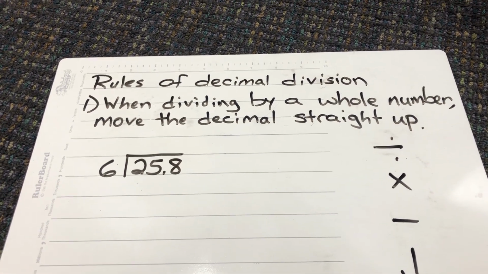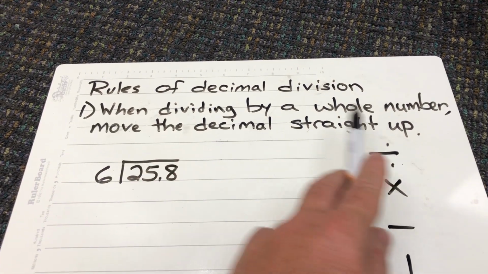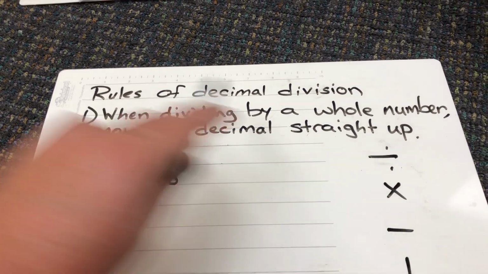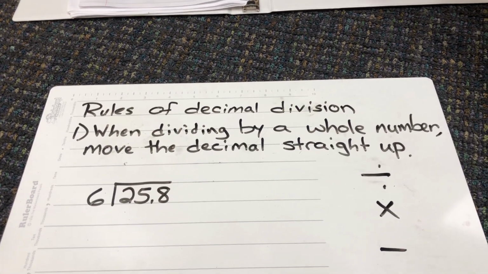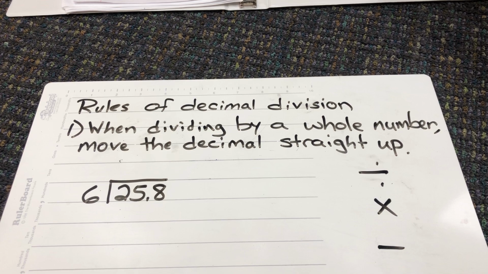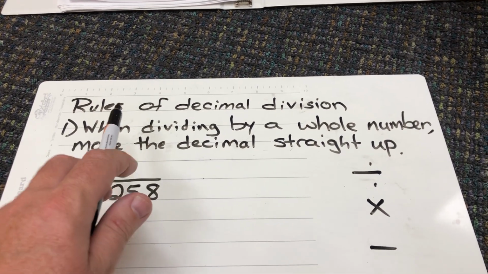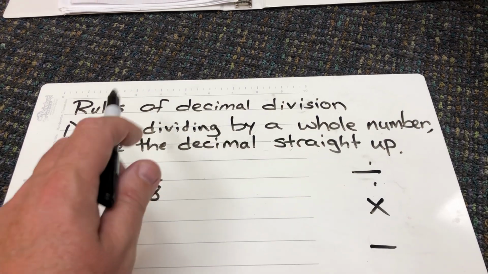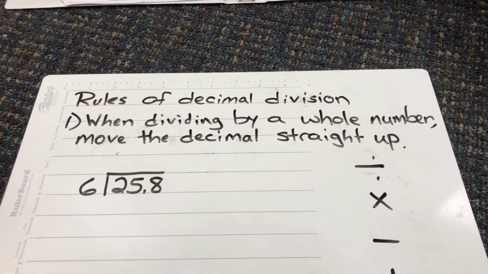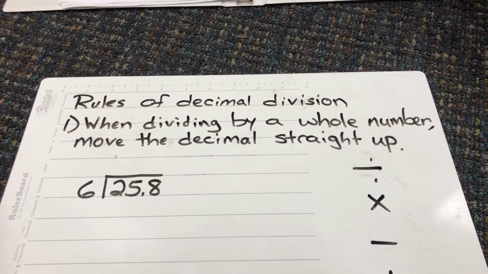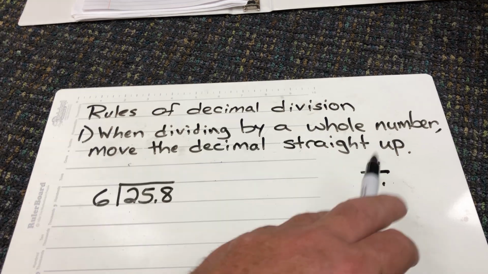All right? And you see me paused here on this rule that says when dividing by a whole number, move the decimal straight up. Write that down, put it to memory, do something. You can pause it, write it down, put it in your notes, whatever you need to do. Take a screenshot so you have that rule to refer to. When dividing by a whole number, move the decimal straight up.